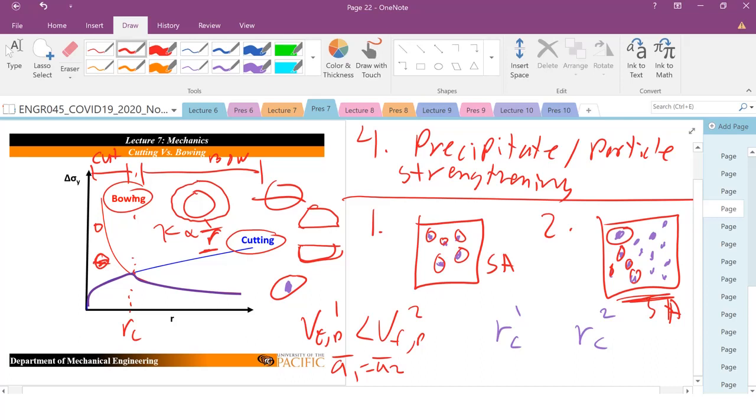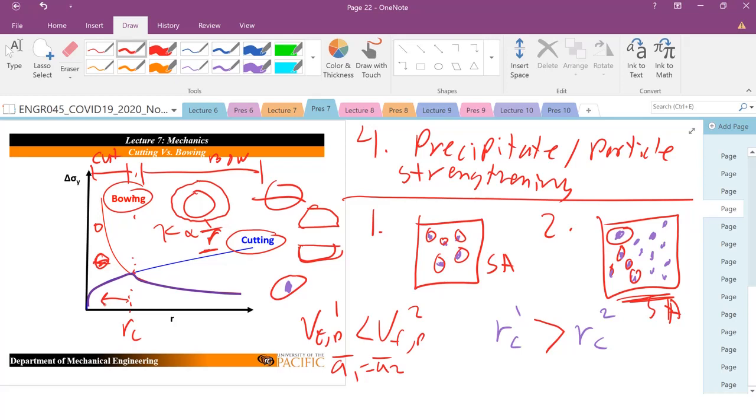So your R critical is going to shift. The R critical 1 is going to be much greater than the R critical of 2, because we don't want to cut. It's going to be smaller and smaller particles. It is going to shift this way. So as the volume fraction of particles or precipitates increases, the critical radius for cutting versus bowing will decrease, because you're cutting even more particles, which creates more surface area and an even larger energy penalty.